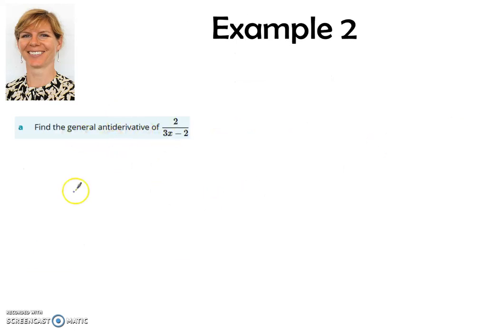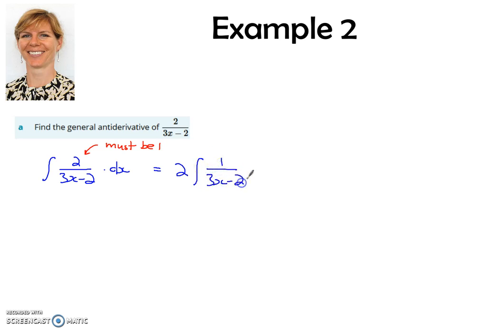For this one, find the general antiderivative. We want to integrate 2 over 3x minus 2 dx, but that must be 1 on the top. So what we can do is pull that out and say, well, that's the same as 2 outside. So 2 times the integral of 1 over 3x minus 2, which is much better.